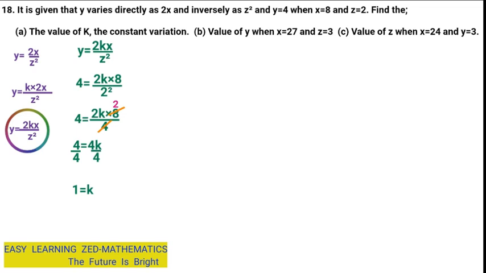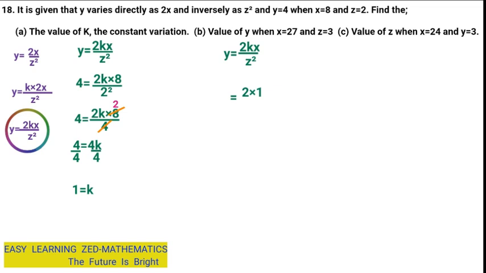Let's go to question B. We are asked to find the value of y when x is equal to 27 and z is equal to 3. So I'm going to use the same equation that I formulated earlier on paper, the one which is circled, which is y is equal to 2kx over z squared. Then I'm going to replace the letters. As you can see in the question, y is not given, so I'm going to write y is equal to 2k, and we know the value of k is 1, so 2 multiplied by 1.